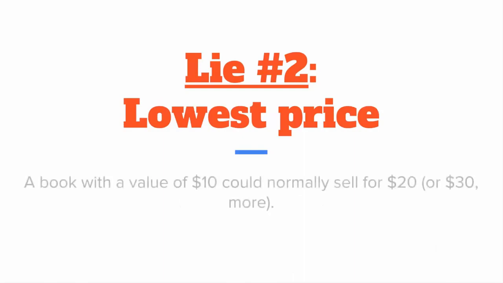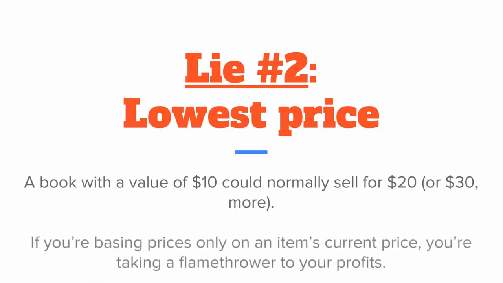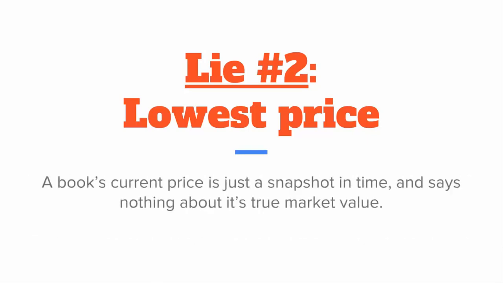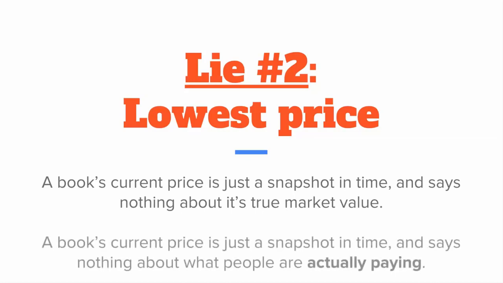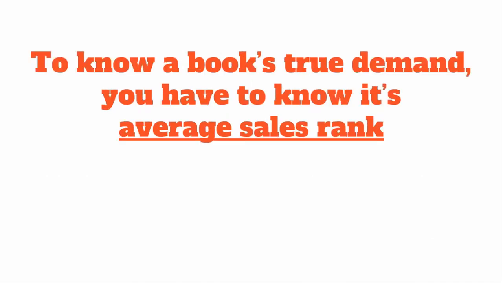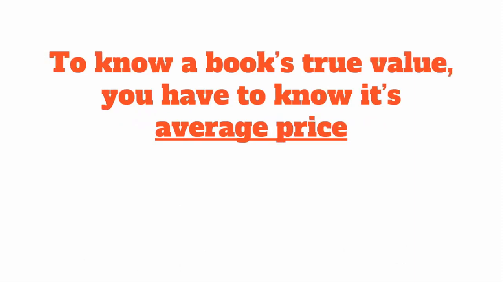Lie number 2 is the lowest price of the item. A book that has a value of $10 now could normally be selling for $20 or $30 or more. So if you're basing your pricing decisions on an item's current price, you're taking a flamethrower to your profits. A book's current price is just a snapshot in time and says nothing about its true market value. To know a book's true demand, you have to know its average sales rank, and to know a book's true value, you have to know its average price, period.